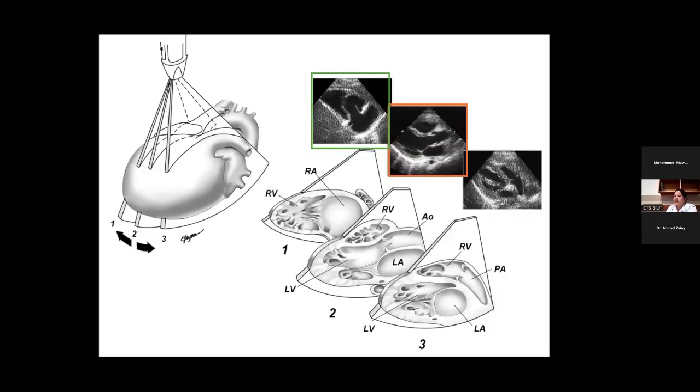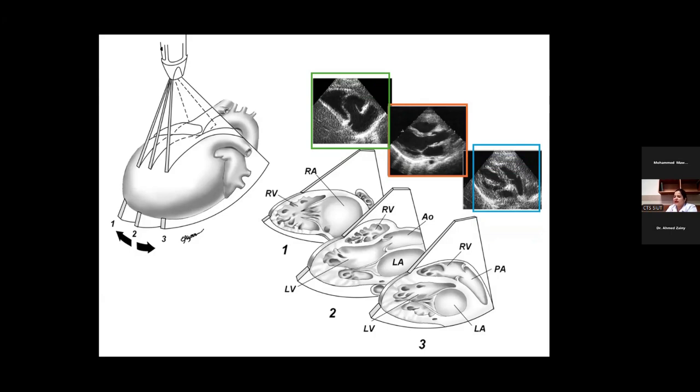Tail down, then you can have the inflow view. And in the inflow view, you can observe how the tricuspid valve looks like. By tilting the tail up, you will have the outflow view, in which you can see the pulmonary valve.